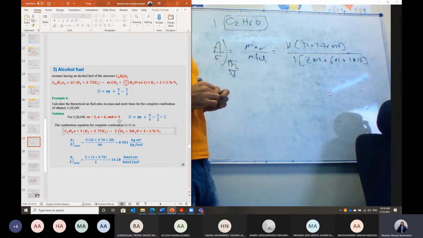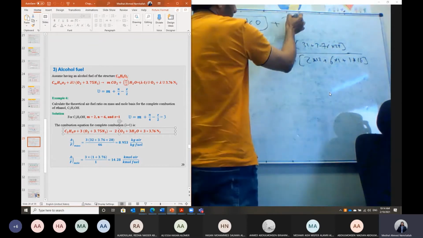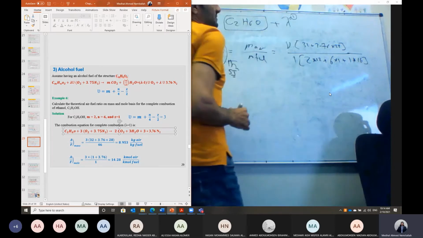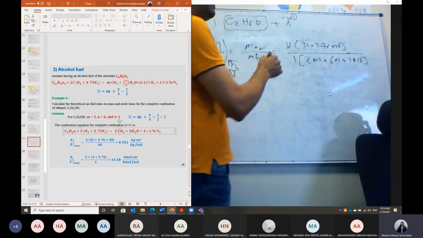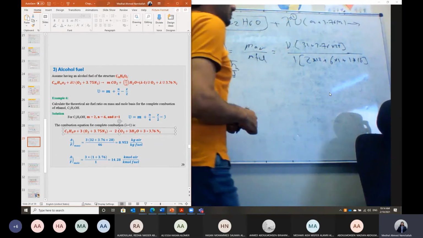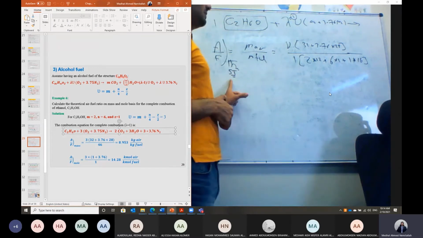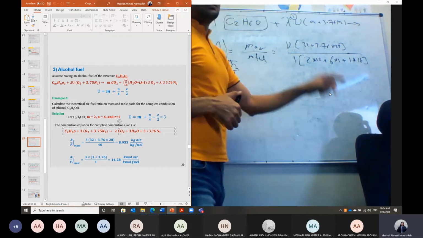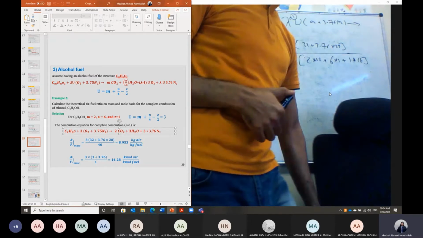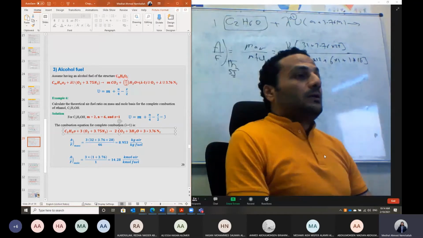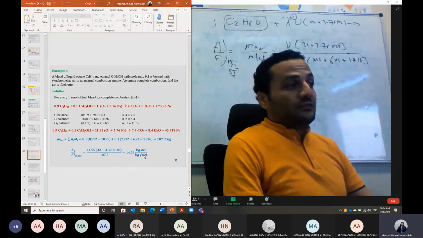So when we say theoretical or stoichiometric, that means lambda is equal to 1 in this case. So we have lambda gamma multiplied by O2 plus 3.76 N2, and that should give us the regular combustion products in this case. When we say stoichiometric or theoretical, that means the excess air factor lambda is equal to 1. Okay, this is the case when we have alcohol fuel.